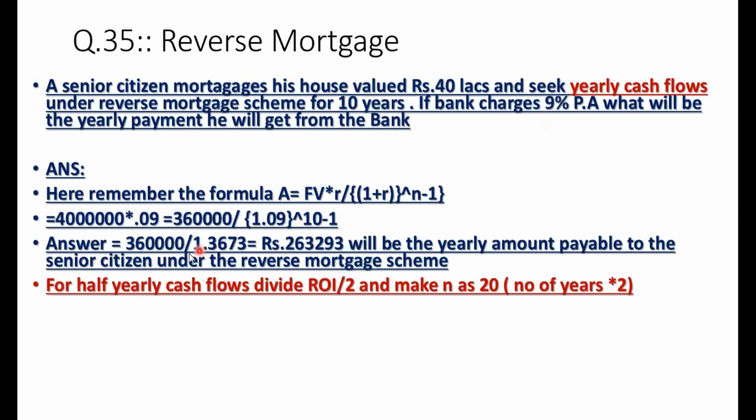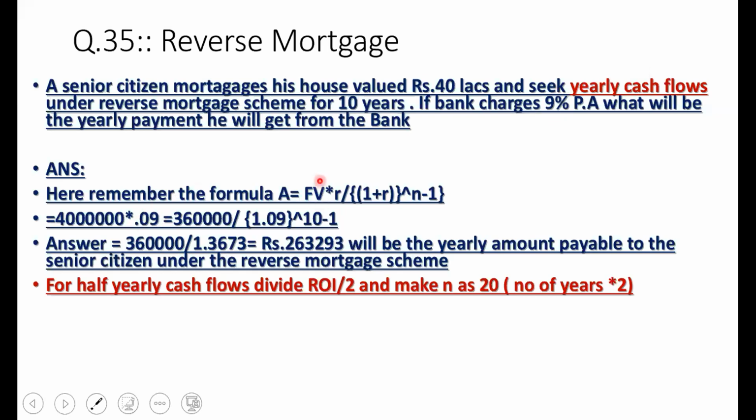Okay, and it is per annum, so you need not worry. 9% will become 0.09. You don't have to divide anything because it is annual. Here also annual, here also annual. Yearly cash flow, so the 9% will become 0.09.